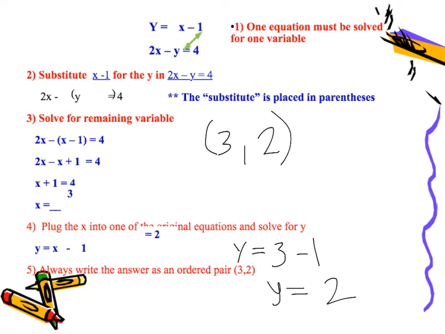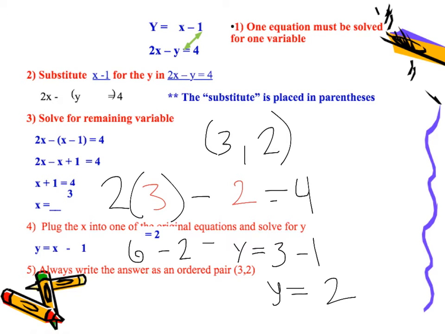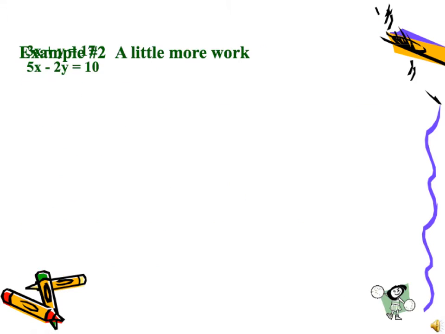Now we need to check our answer. So let's plug in (3, 2) into the second equation. So 2 times x, which is 3, minus y, which is 2, equals 4. 2 times 3 is 6, minus 2 equals 4. And yep, our ordered pair works.